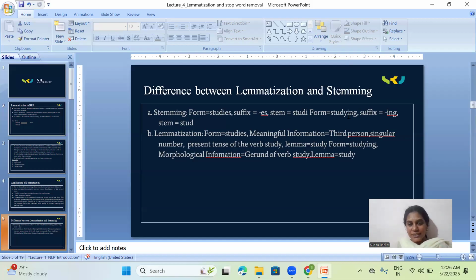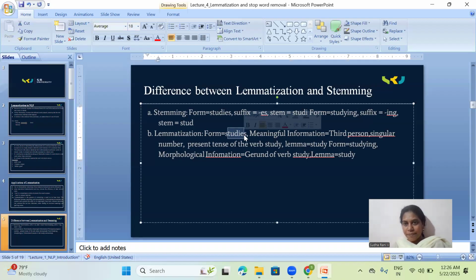Whereas in lemmatization, unlike stemming, whatever the word we give, the generated root word will be consistent. If you see here, we've seen different words like "studies" and "studying", and for both we get the lemma "study". So whatever word we take, the generated base word will be the same.